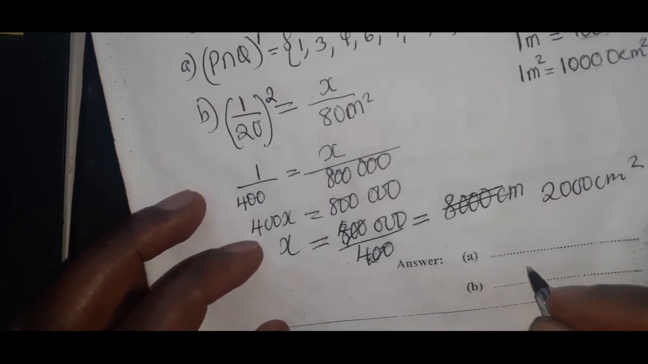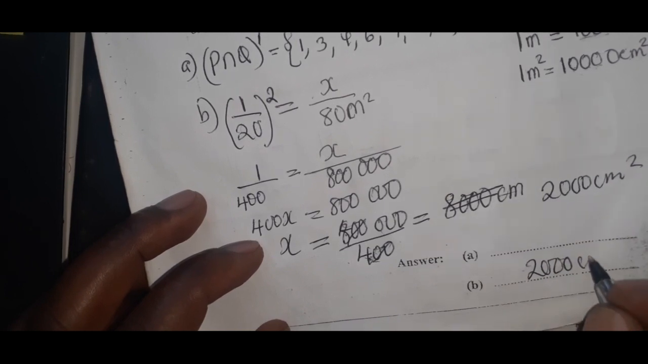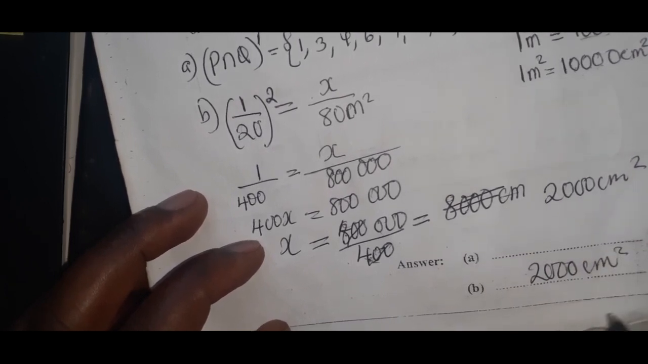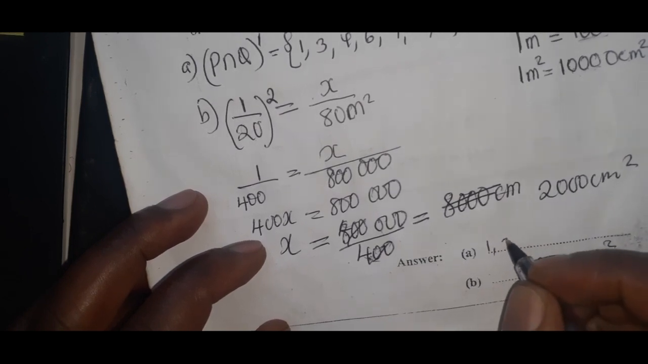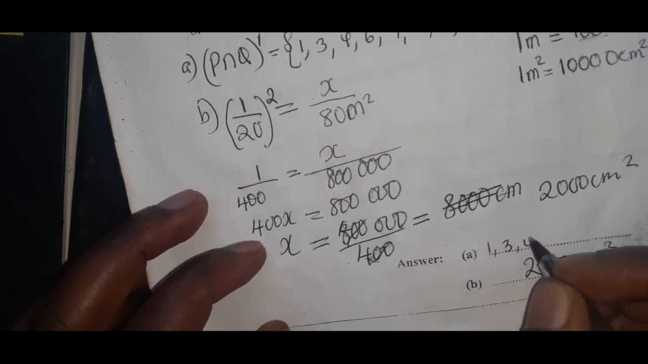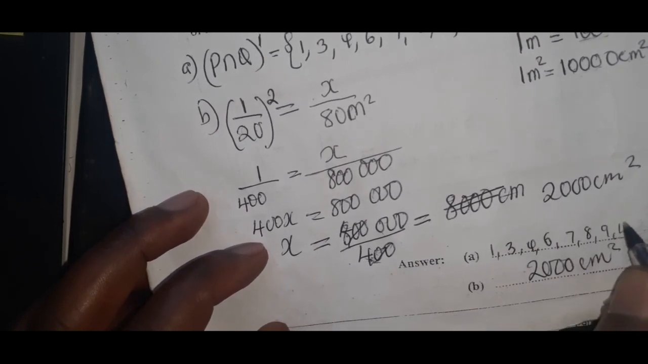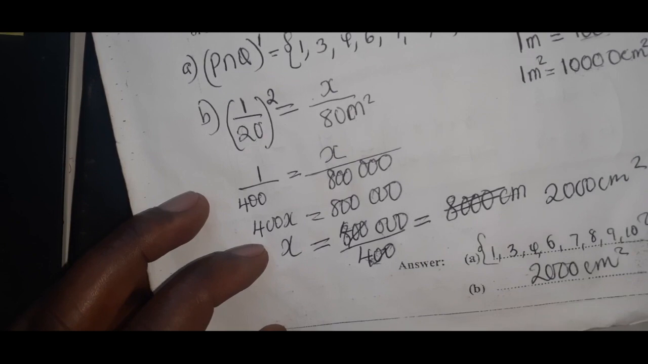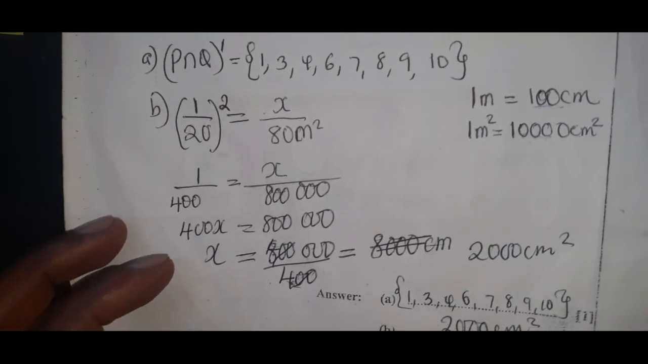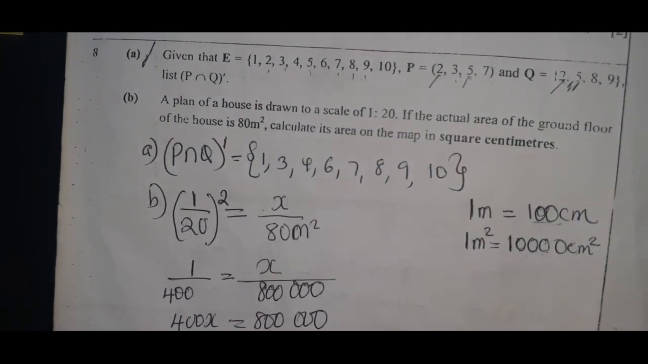Okay, take note of that. So this will be 2,000 centimeters squared. Okay, then here we needed to list those elements: 3, 4, 6, 7, 8, 9, and 10. Okay, this is what we're supposed to do here. Let's go to the next question.